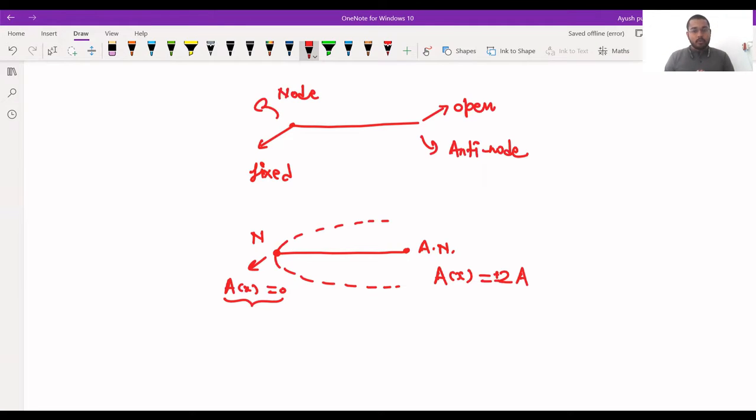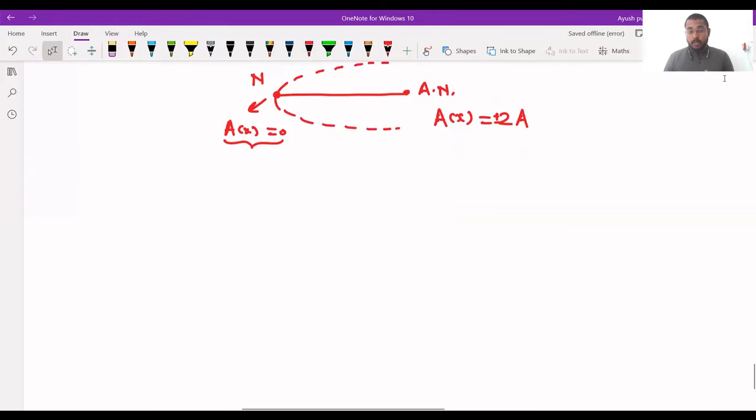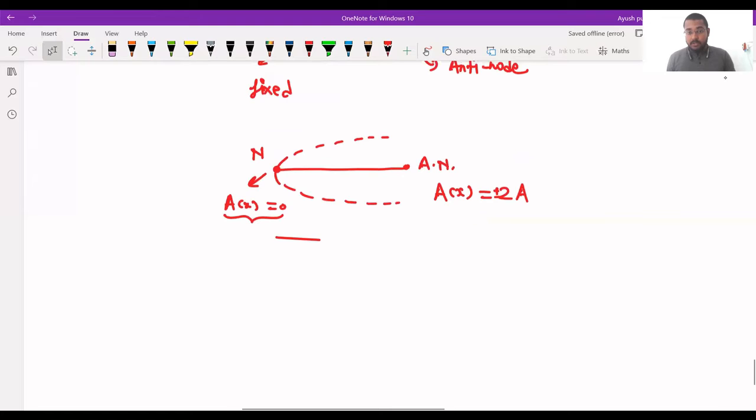So this is the shape of a standing wave when it is vibrating in the fundamental frequency, the minimum possible frequency. What is the meaning of fundamental frequency? The minimum possible frequency in which a standing wave will be formed, provided the condition that at one end a node should be formed and at the other end an anti-node should be formed. Great. Now let's take the length of this string as L.